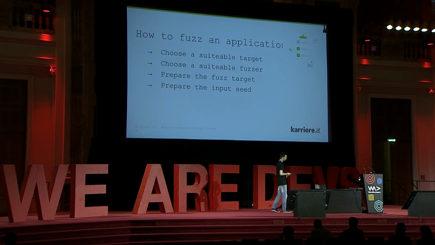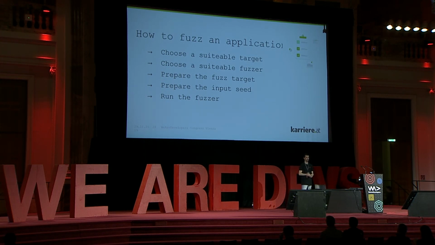The next thing we need to do is to prepare an input seed. So for our example, the JSON parser, we would just provide a JSON file, so it has a good starting point. Then we run the fuzzer, and depending on how big our application is, this can take from minutes to hours to days to weeks.